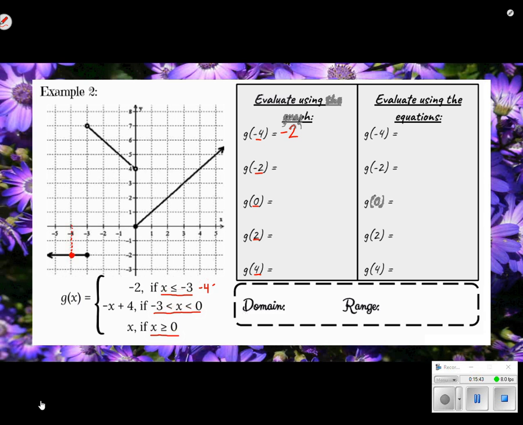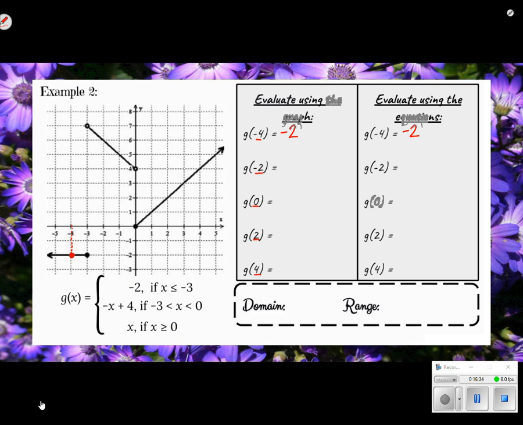Is negative 4 less than or equal to negative 3? Is negative 4 between negative 3 and 0? Is negative 4 greater than or equal to 0? Which one of those is true? This top one right here. This top one is true. Negative 4 is less than negative 3. Now notice, again, we're dealing with that constant piece. There's no x to plug in. So all I write is negative 2. Now, because we looked at the graph, you should be able to get that, but I definitely want you practicing with the equations because there might be a time when you don't have a graph. You only have equations.